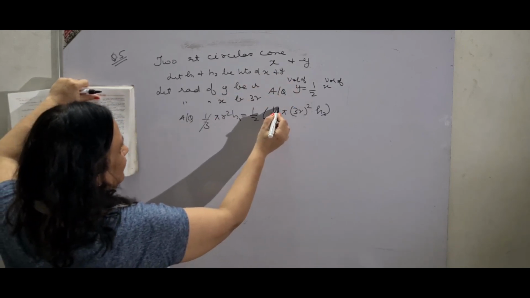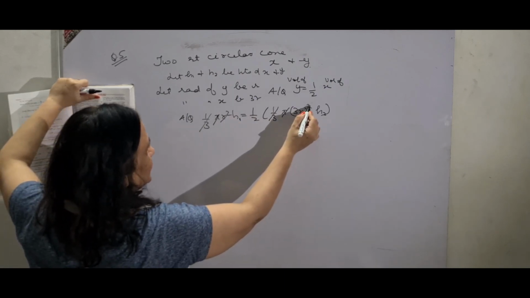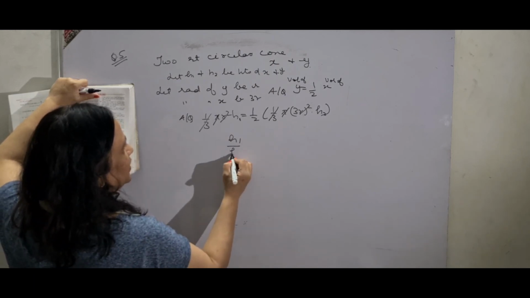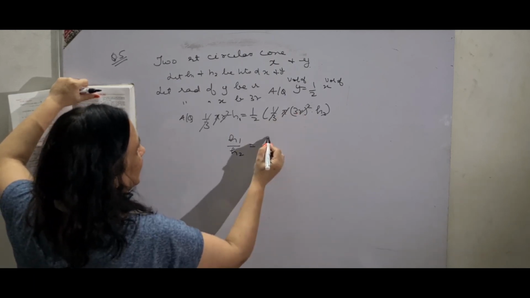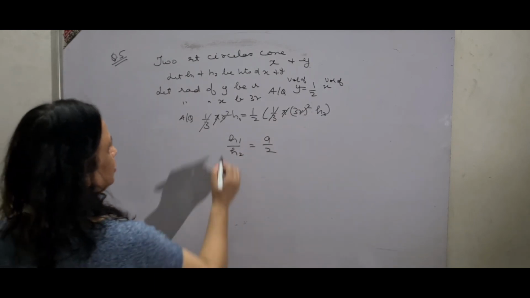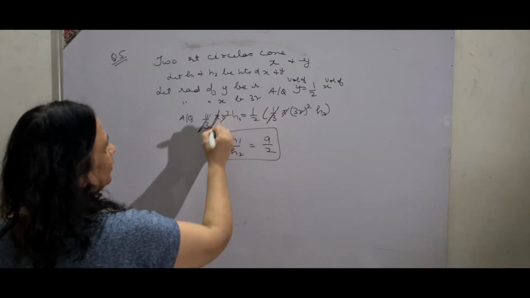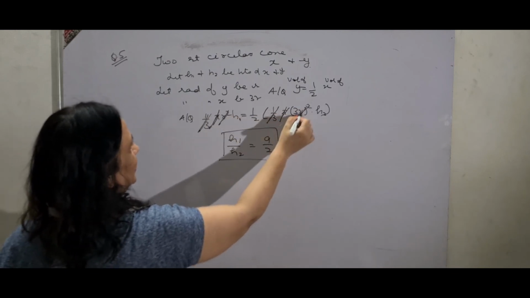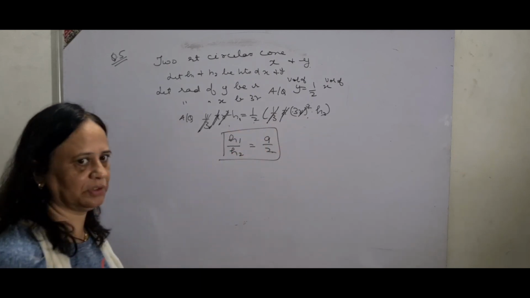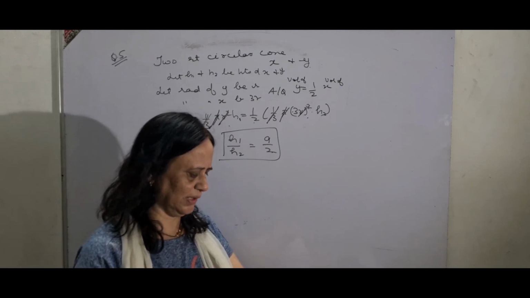1 by 3 and 1 by 3 cancel, even pi cancels. r square also cancels. You are left with h1 upon h2 is equal to 3 3s are 9 upon 2. This is our answer, 9 ratio 2. This is the ratio of the heights. 1 by 3 cancels, pi cancels, then r square cancels, 3 square is 9 upon 2, and h2 goes there. So h1 over h2 is equal to 9 upon 2. Just the language, children, nothing else.